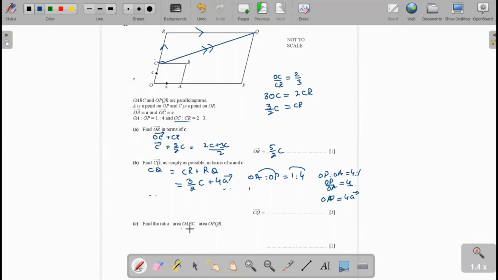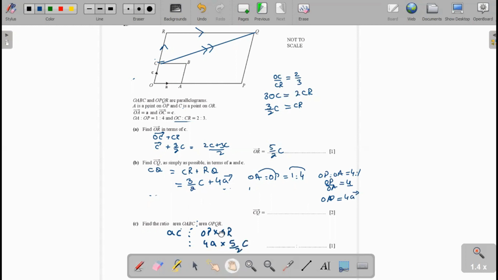Part C: find the ratio of the area of OABC to the area of OPQR. OABC is a parallelogram, the area is a multiplied by c, we write it as ac. The ratio to OPQR, the area is OP multiplied by PQ. We can write OP multiplied by OR. Here the OP value is given as 4a. Now we write 4a multiplied by OR. OR is given here as 5 over 2 c.